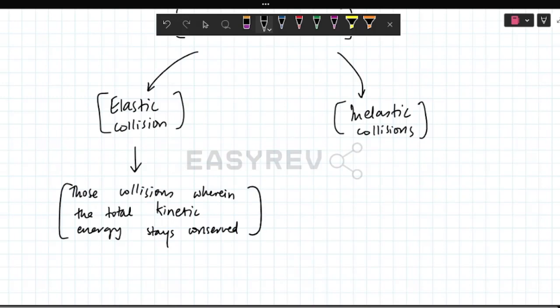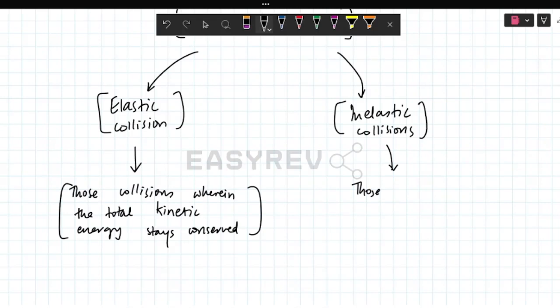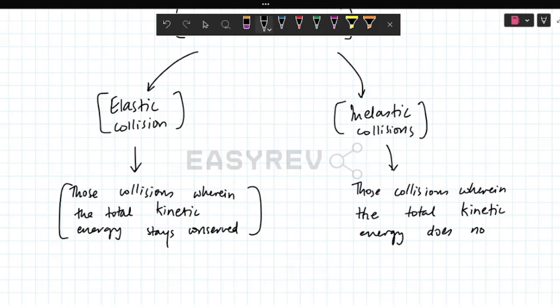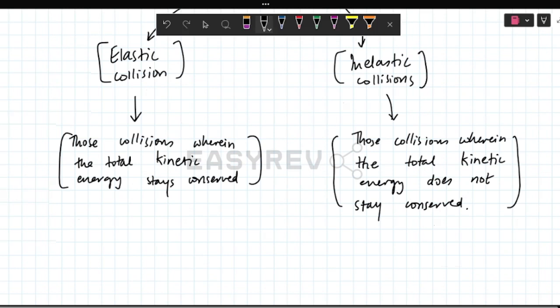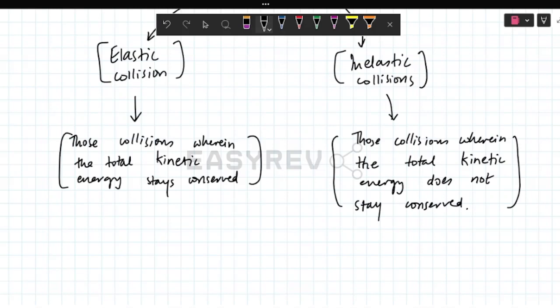And in this situation where we're talking about inelastic collisions, we define them as basically in contrast to elastic collisions. So these are those collisions wherein the total kinetic energy does not stay conserved. Now this might seem pretty strange to claim, right? Because it's very rare for us to look at a situation where a type of energy is conserved and then in another where it's not conserved. But you have to remember, we're talking about total kinetic energy, not total energy.